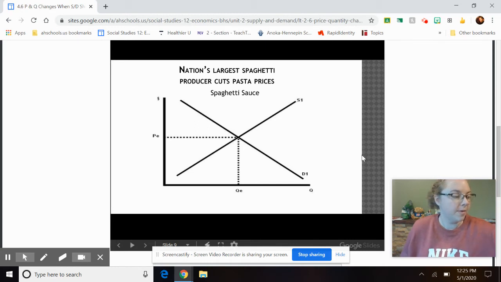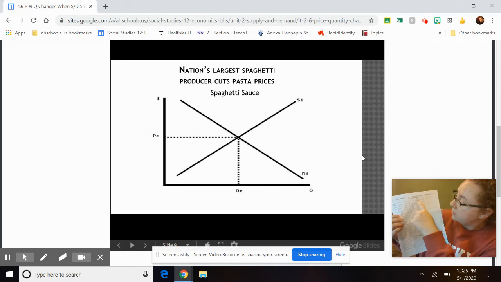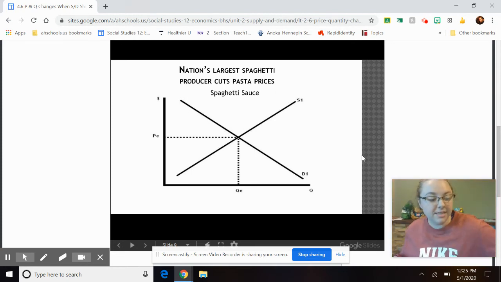Where is my example one? Right here. Same with these activities. You have to know what the title of the graph is. If you don't know what the title of the graph is, you're out. You're basically guessing from the beginning. So if we're talking about pasta prices going up or going down, producers cut pasta prices. The price of pasta is going down.